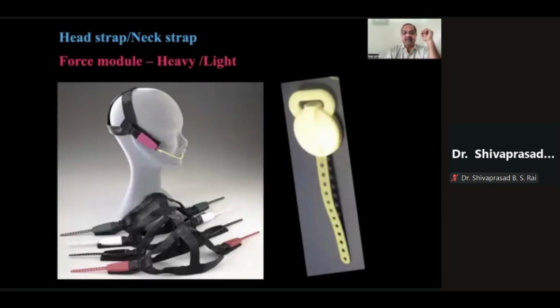So that is about the inner bow and the outer bow of the headgear. Now coming to headgear straps. You have different types of headgear straps. Along with it, you have force modules. This is a very typical force module. It is a spring-loaded device, and you can adjust your forces according to these holes over here. The force modules come as heavy and light.